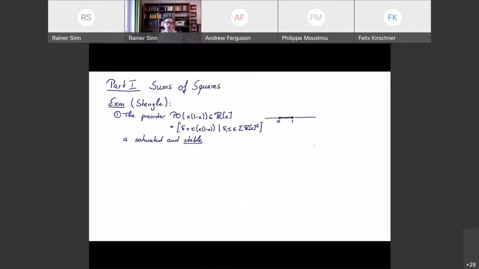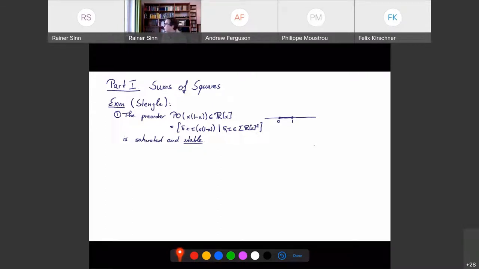So I want to first make a philosophical point with this very simple example that was studied in great detail by Stengler. So I'm just looking at this pre-order in one variable here, x times (1 minus x), which just defines the [0, 1] interval on the real line. And it's an exercise to check that every polynomial in one variable, non-negative on the interval, is in this pre-order. So it can be written as a sum of squares plus a sum of squares times the inequality defining the interval. So that is my notation here.